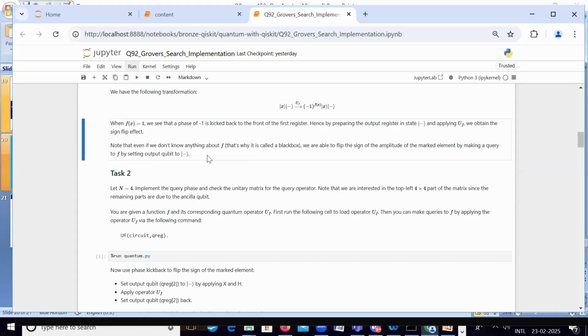Now, even if we don't know anything about the function, as nothing is known at the beginning, when it's called, it does some actions as expected. That's why it's called the black box.